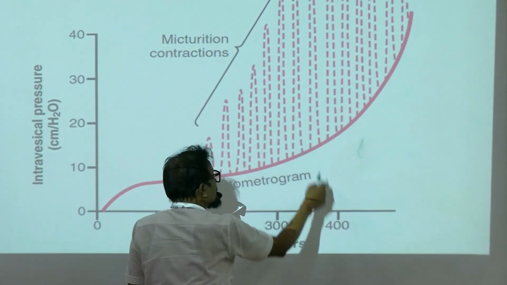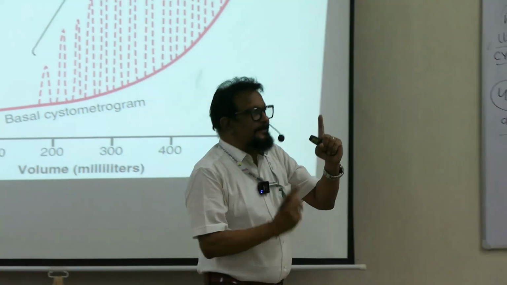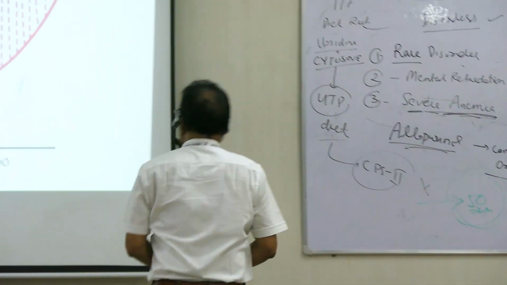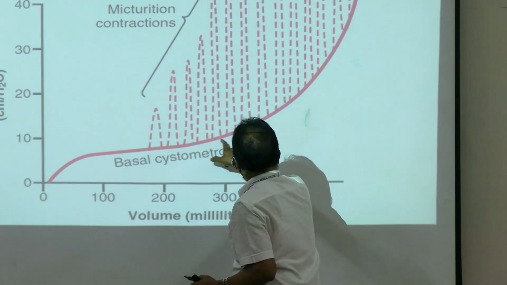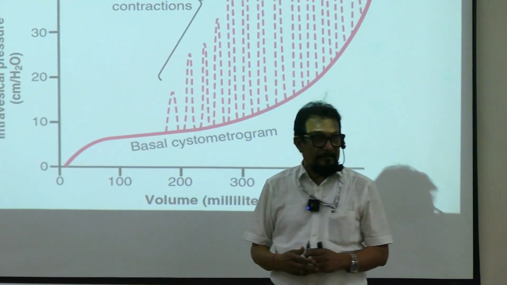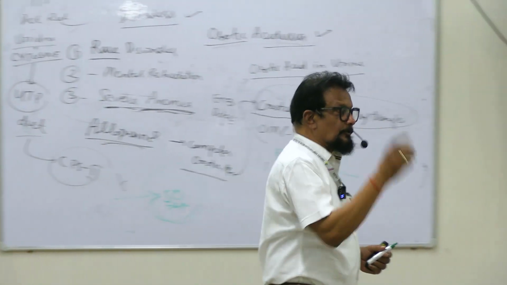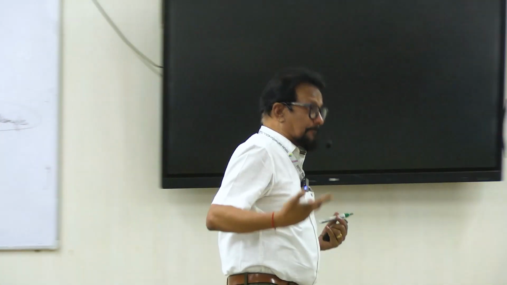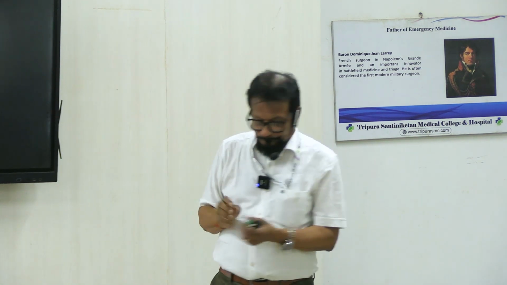When it comes to this level, gradually this contraction is increasing. Then a time will appear when this will rise sharply, pressure within the bladder will be rising very sharply. And that means now it is going to be uncontrollable. There will be severe pain, severe urge, because contraction is rising, pressure is rising. So this is the cystometrogram. You have to explain.